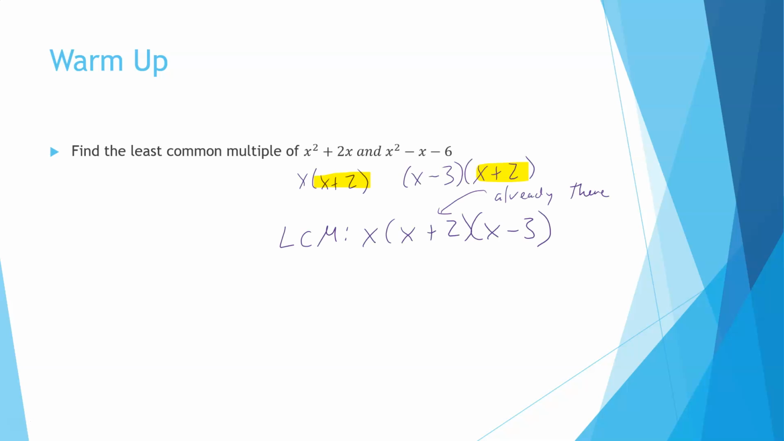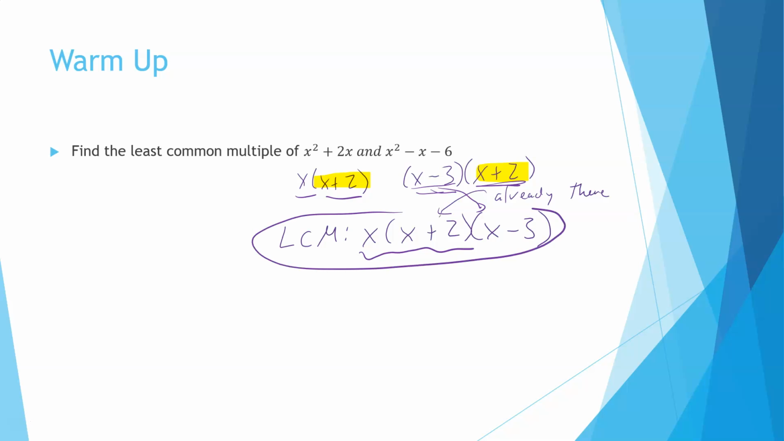Hopefully you factored the first one as x times x plus 2, the second one is x minus 3 times x plus 2. And then you can see that your least common multiple is x times x plus 2. I include all of that. The x minus 3 I need to put in there. And then x plus 2, though, is already there, so I'm done. So this is your least common multiple.